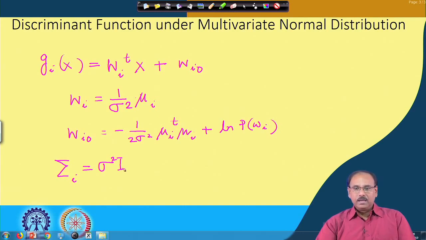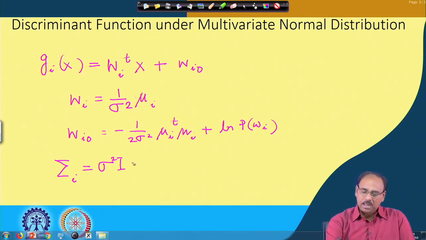This indicates that the way the training vectors are distributed in the feature space is like a circle in case of 2 dimensions. It is a sphere in 3 dimensions and a hypersphere in multiple dimensions, where of course at the center the density is maximum, and as you move away from the center the density goes on reducing. So, this is the physical significance of this sort of distribution where sigma I is of the form sigma square I, where this I is nothing but our unity matrix.